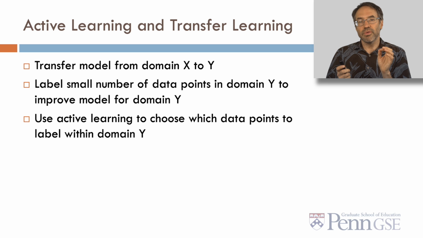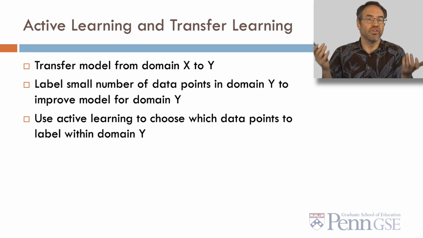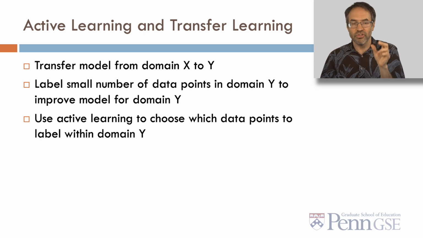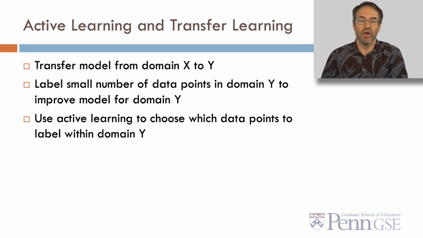People sometimes call this the warm start method, as a contrast to the cold start of having a new domain and not having much for your model to decide on. In this case, the warm start is we start with a model that's already, we think, better than nothing, and we use active learning to improve that model for the new domain.